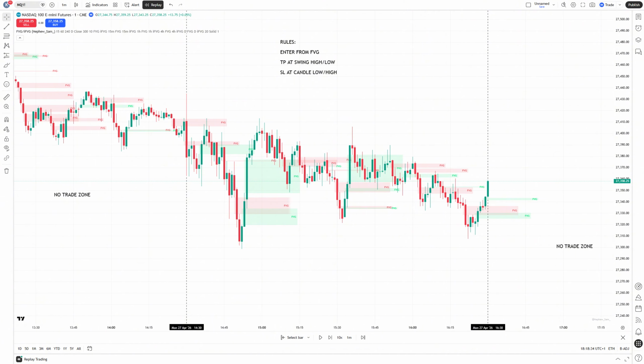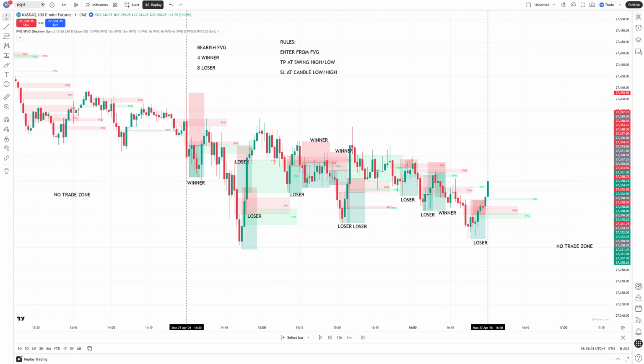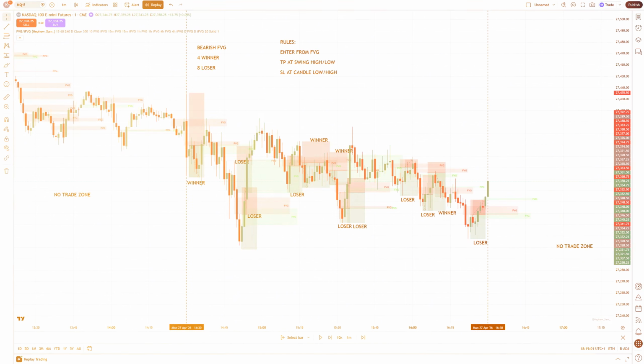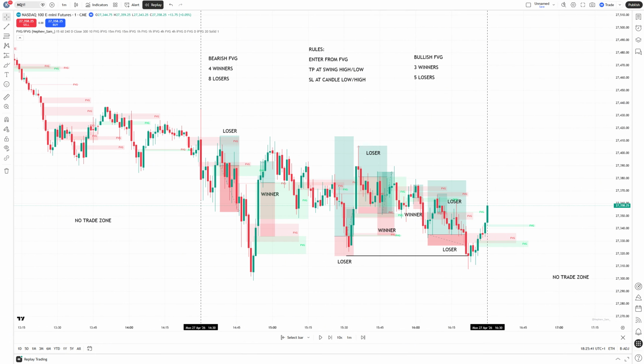It's constantly moving back and forth. But we're still using the exact same FVG model. Same rules, same entries, same time frame. This time, the results completely change. The bearish fair value gaps had 4 winners and 8 losers. The bullish fair value gaps had 3 winners and 5 losers.